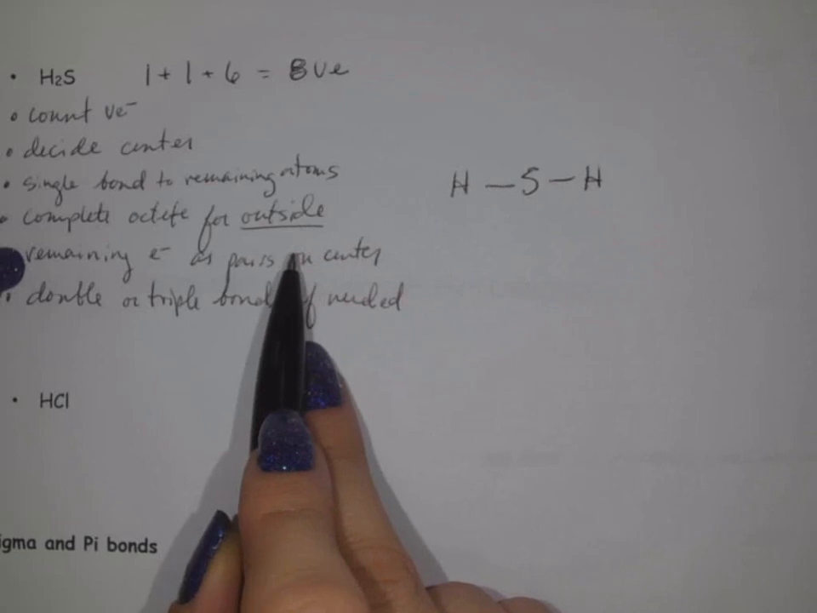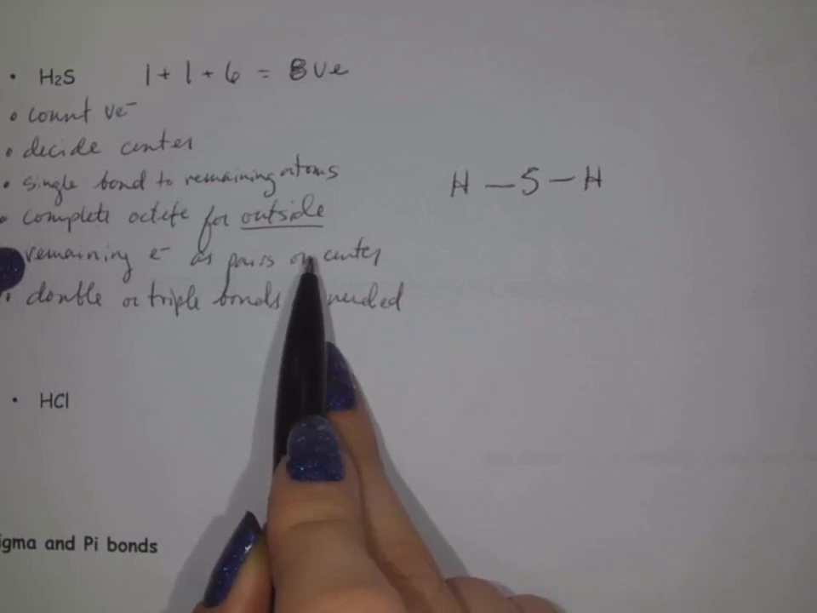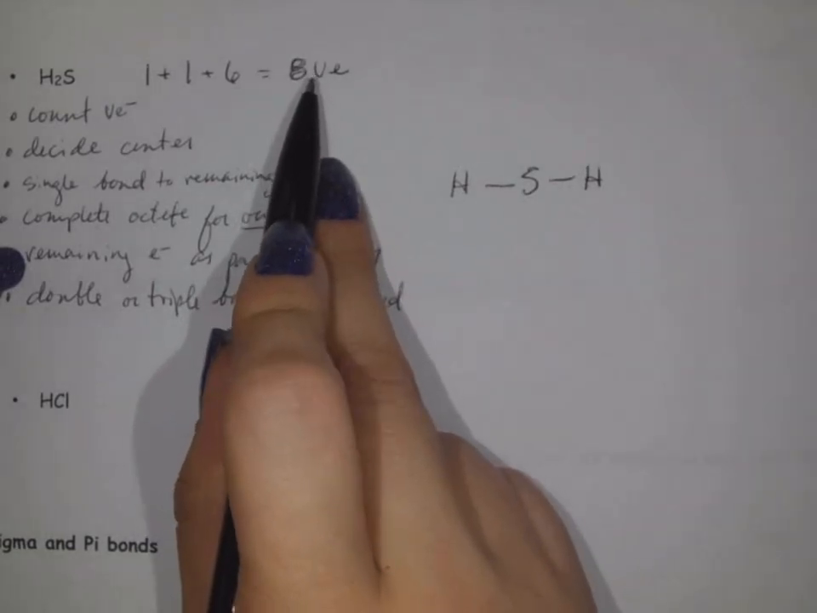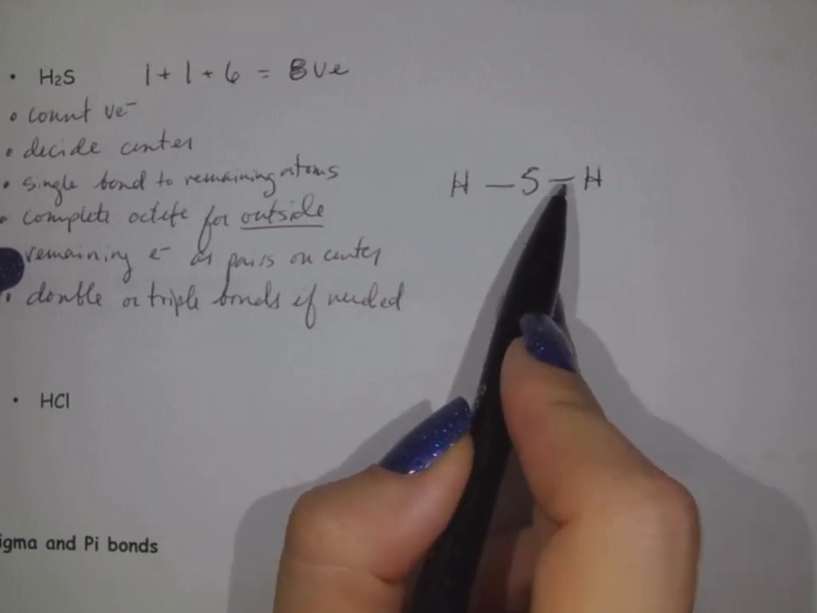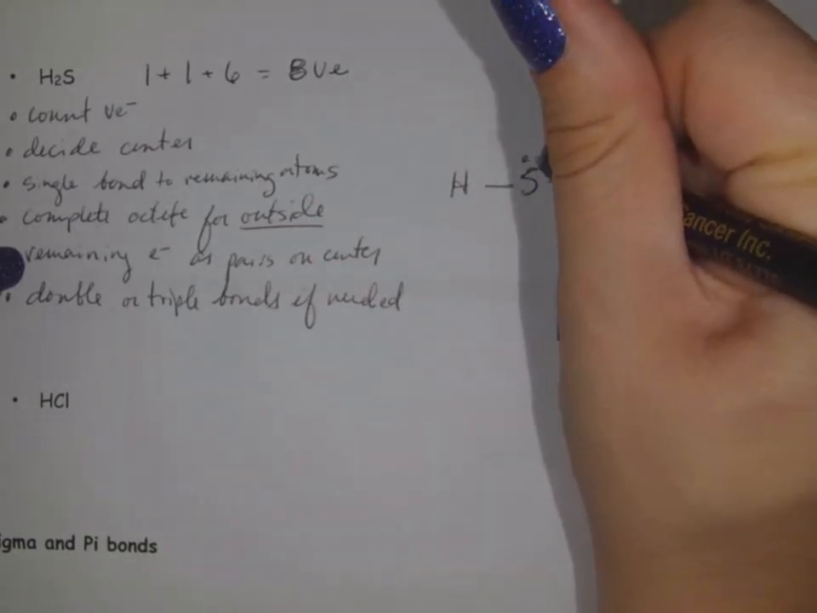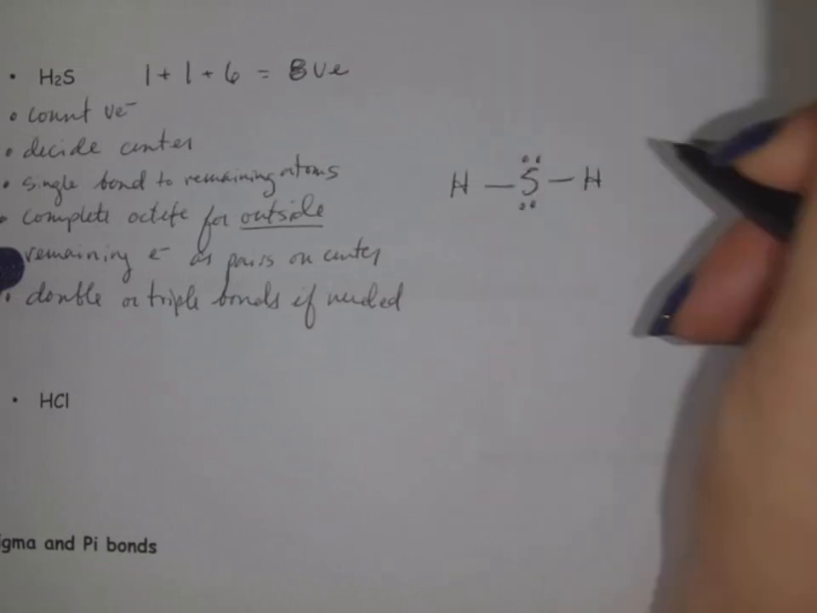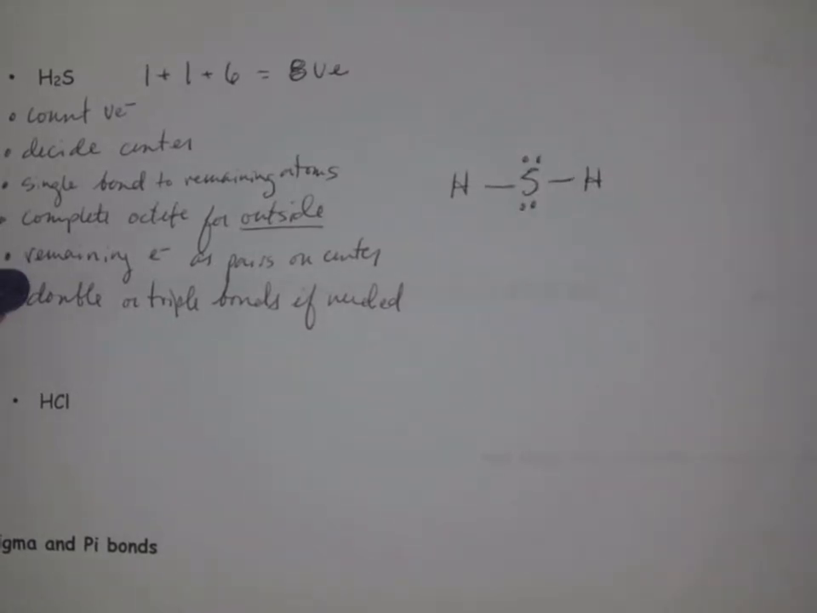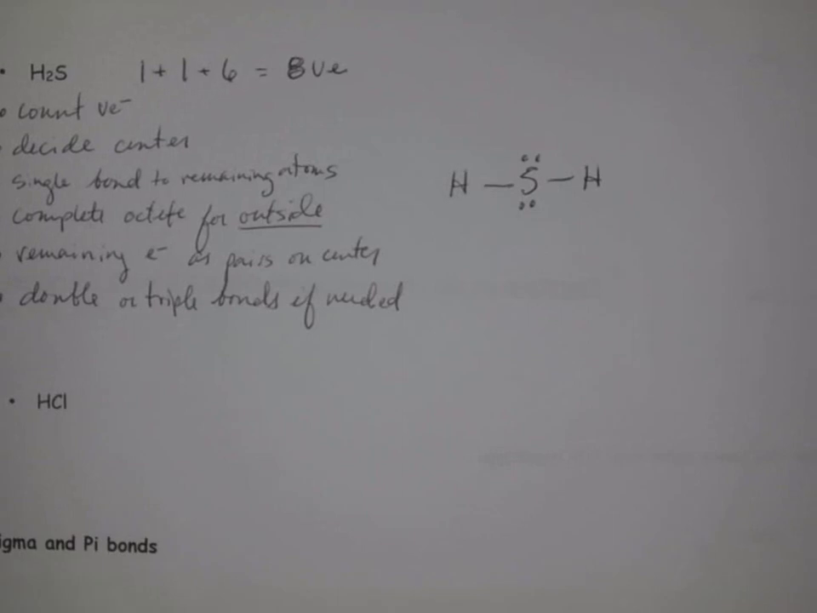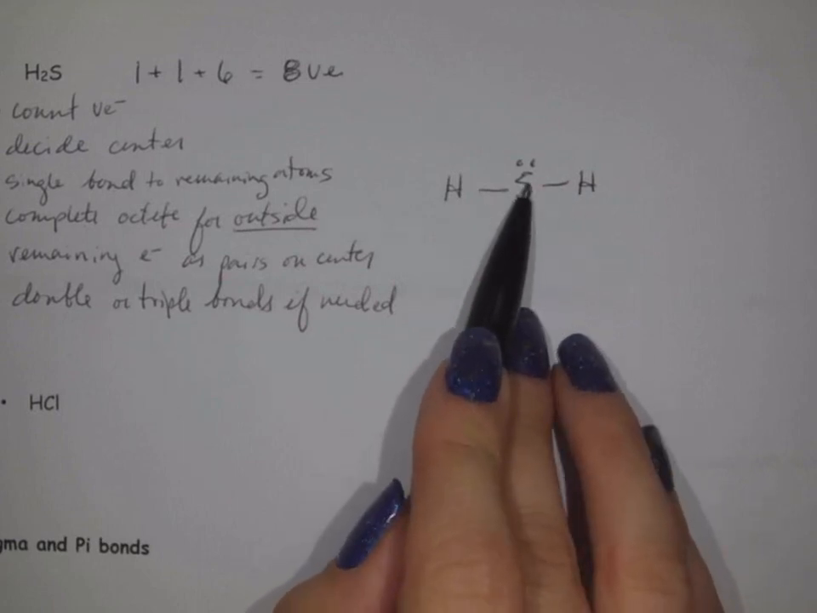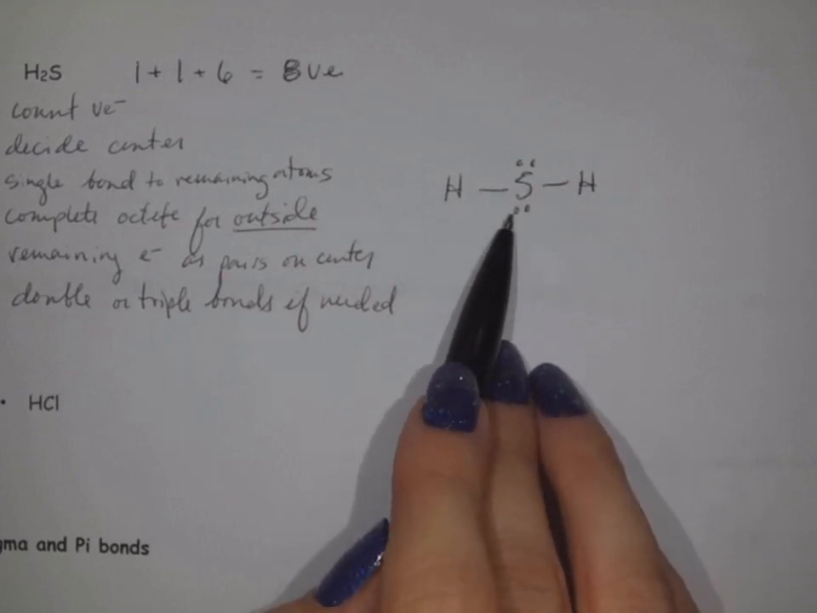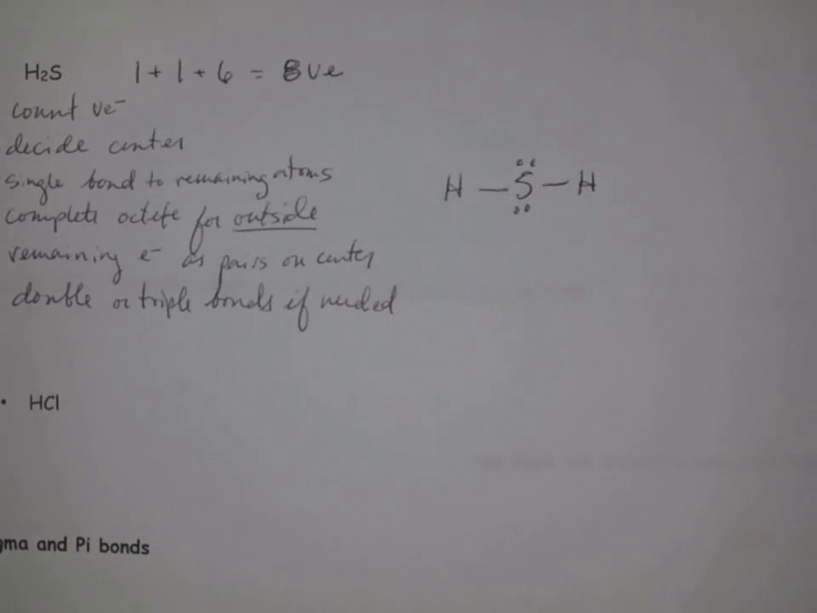All the remaining electrons we're going to put as pairs on the center. There are 8 valence electrons, and we've used 2, 4 of the 8. So I'm going to put the remaining 4 as pairs on the center. Now, I don't need to do double or triple bonds because it's not needed. The hydrogens feel like they have a duet, and the sulfur feels like it has an octet, 2, 4, 6, 8. So that one's done.